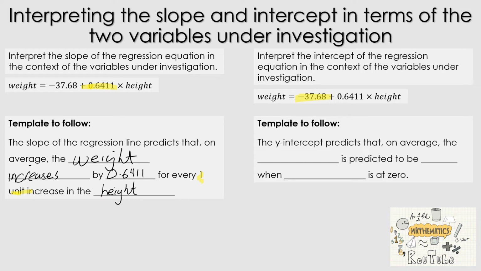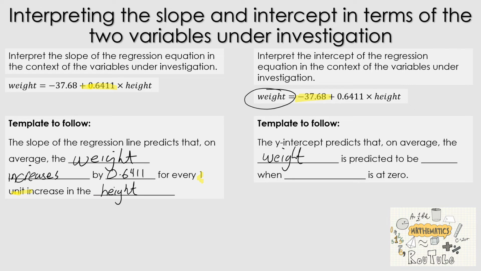it's really important that we understand that that intercept value of negative 37.68 is in fact a negative value. So our template says the y-intercept predicts that on average, the what is predicted to be what when what is at 0. So there's a few different blanks there for us to fill in. So the first one is the y-intercept predicts that on average, the whatever we're trying to find. So in this case, it's always going to be the RV once again. So the weight is predicted to be, because that's what we're predicting.